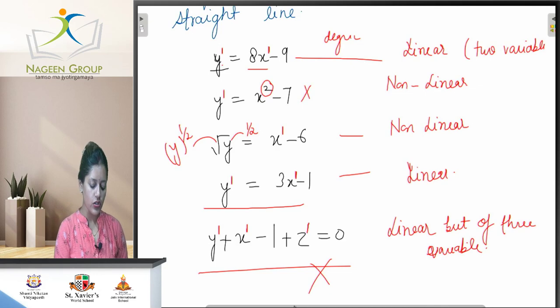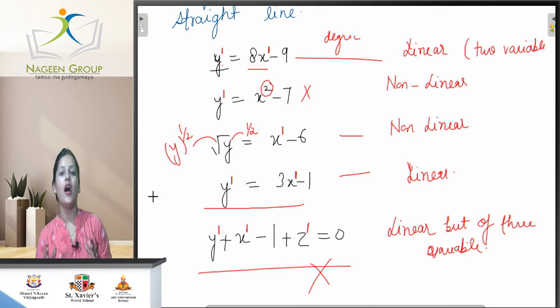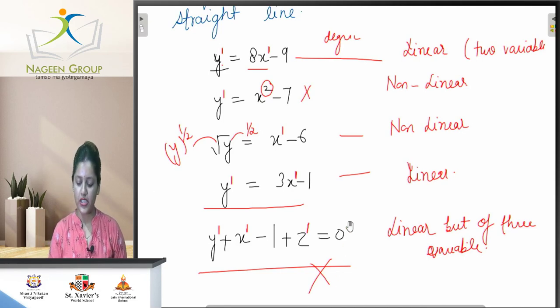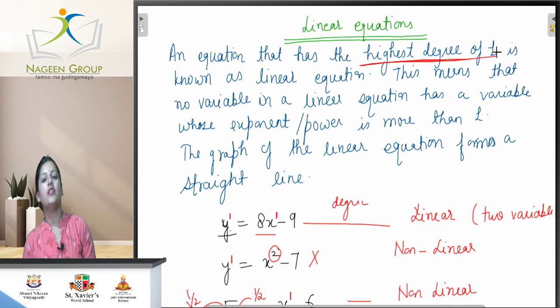So this class is only telling about what a linear equation is and what its basic form is, as well as the definition that tells you the highest degree is 1. Except this, there is no other data we have to take.